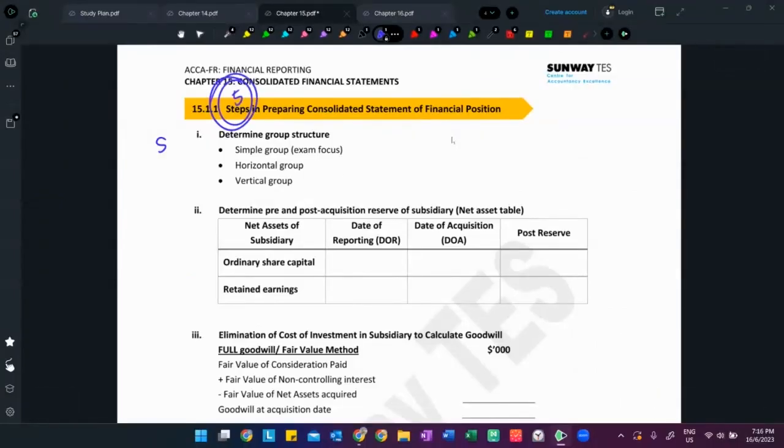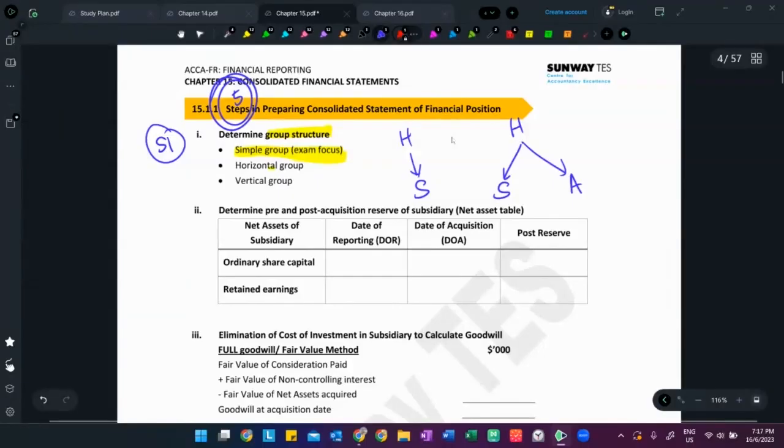Step 1, as usual, is what you have learned previously: determine the group structure. For FRSM, you only need to focus on a simple group, whereby they can give you one holding company and one subsidiary, or a holding company that owns one subsidiary and there is also an associate in the picture. The associate part will be covered in chapter 16 later on. So step 1, determine the group structure quickly.